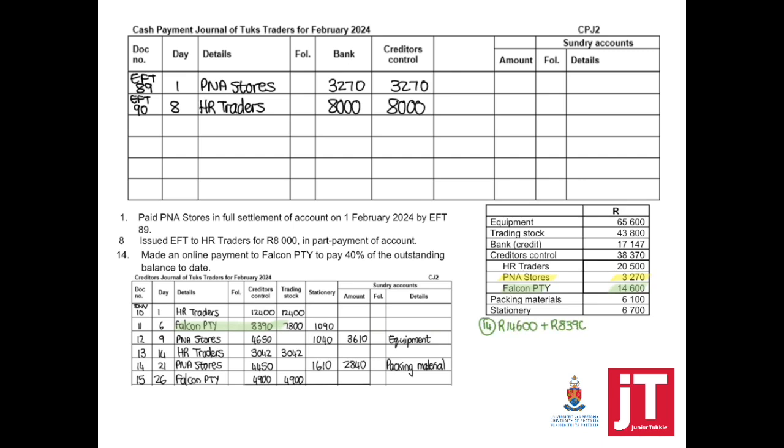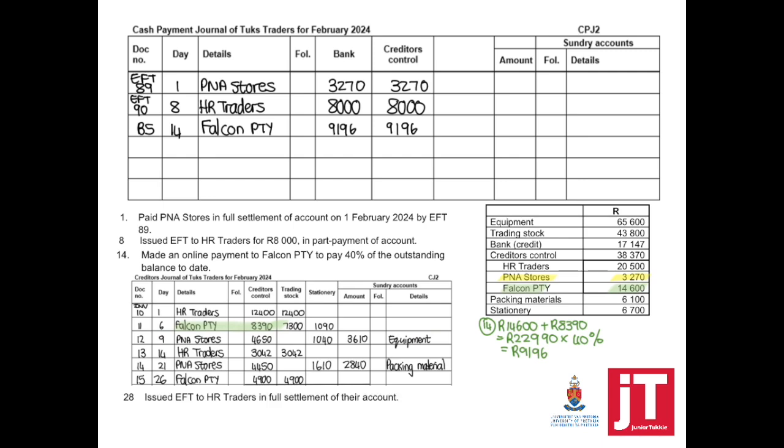And yes, if you take note, on day 6, we've purchased from them. This means that the opening balance plus 8,390 equals an amount owed of 22,990. And how much should we settle? 40% of that balance. And this is the amount that should appear in your CPJ. My source document, bank statement, because the transaction said made an online payment.